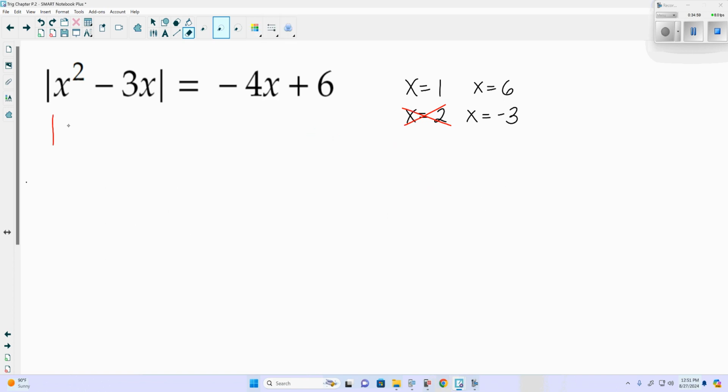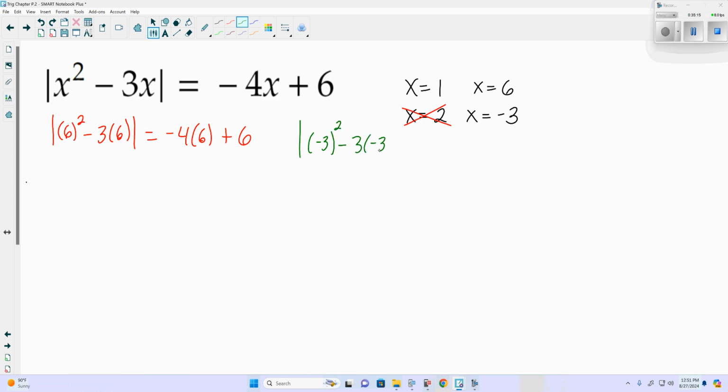Now we need to do the same thing with 6 and negative 3. If y'all were to pick one of these to not work, which one would you think it would be, 6 or negative 3? Negative 3. Let's do it first.